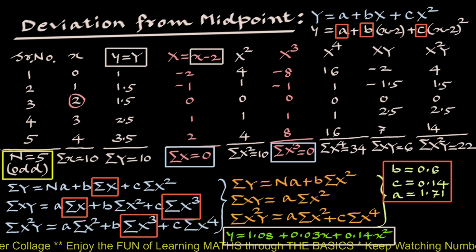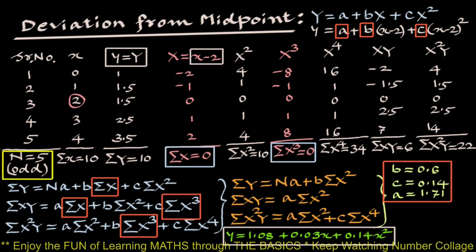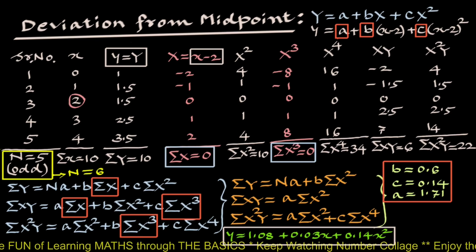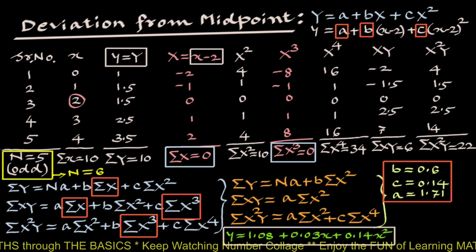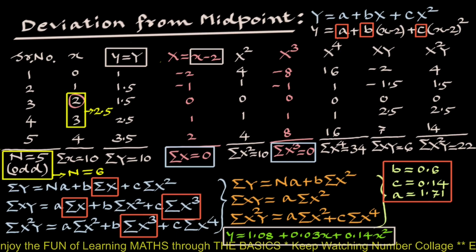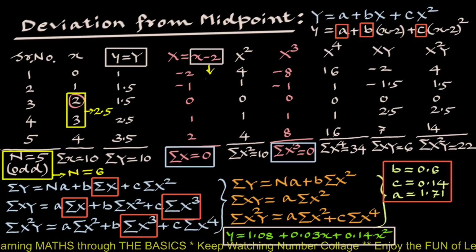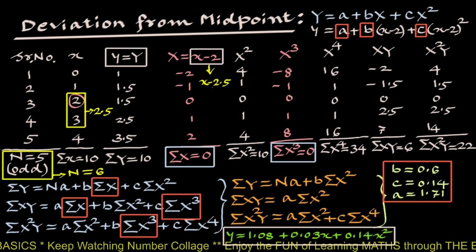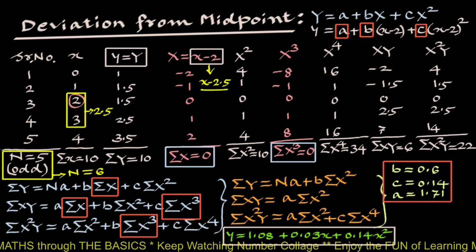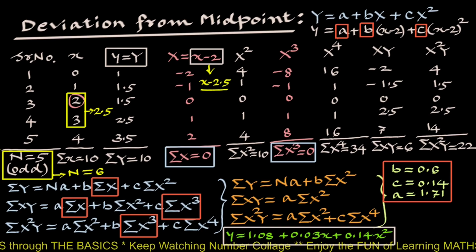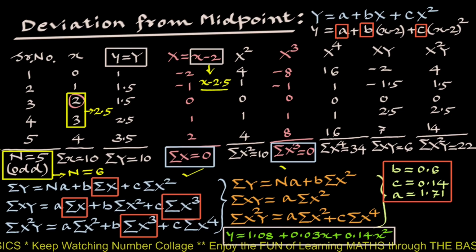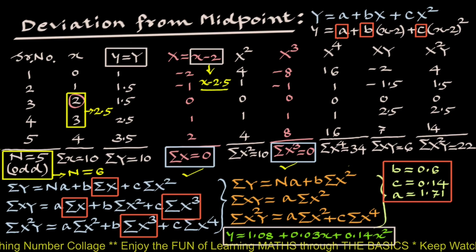Here the number of observations is 5, an odd number. Suppose the number of observations were even, say n equals 6, then the midpoint would be the average of 2 and 3, which is 2.5, and capital X would change to x minus 2.5. So these small changes need to be considered, and it should be noted that the calculations get reduced because here summation X and summation X cube become 0.